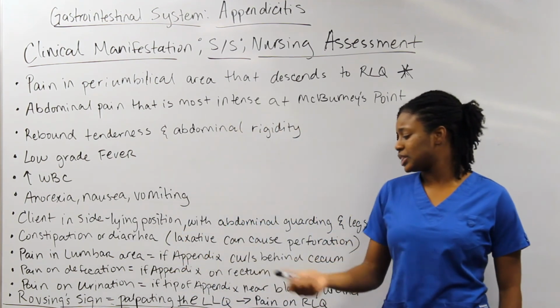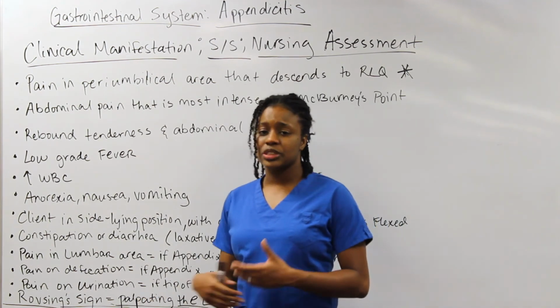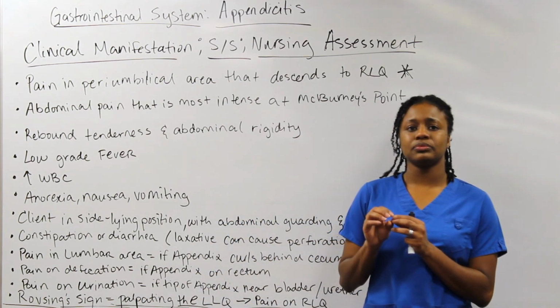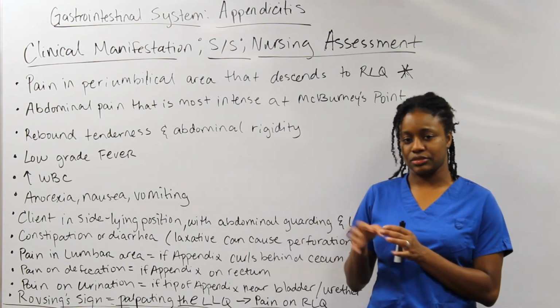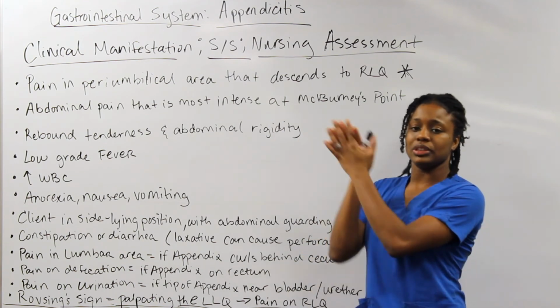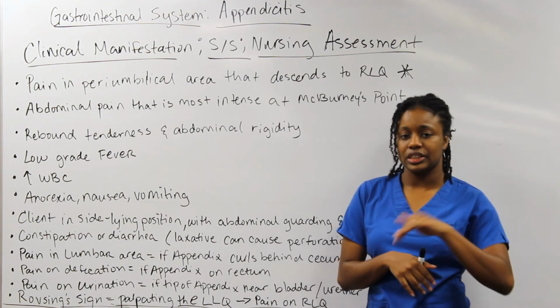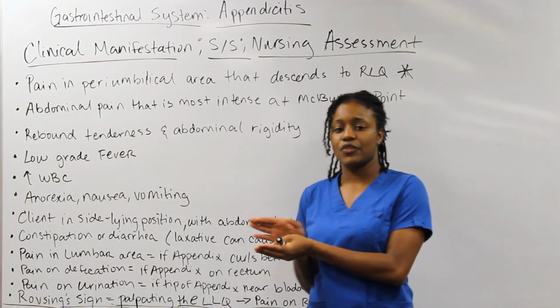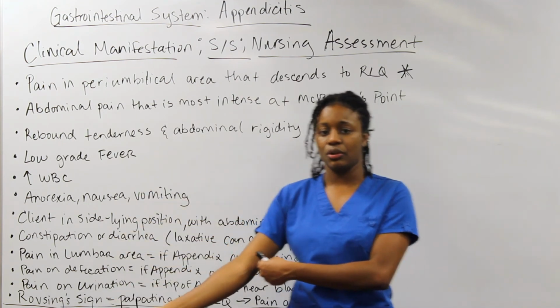It could be that the appendix is curled behind the cecum, okay? And the cecum is just pretty much the entering part, the first beginning part of the large intestines, right? So right after it leaves the small intestine, there's the cecum area, and then you go up the ascending colon, transverse, descending, and then finally the sigmoid. So the cecum is just pretty much that first entry part from the small intestines to the large intestine, okay?